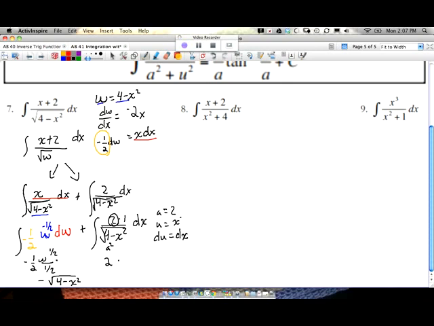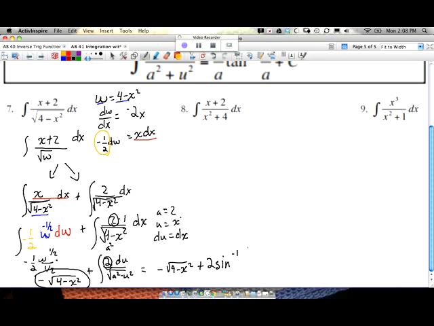So altogether, we got the first term, which is negative square root of 4 minus x squared, plus the second term, which is an inverse sine. We have the 2 as a constant there, so that constant 2 sticks out front. Then we have sine inverse of, well, what would we have for that? U over a. So u over a is x over 2, plus c.